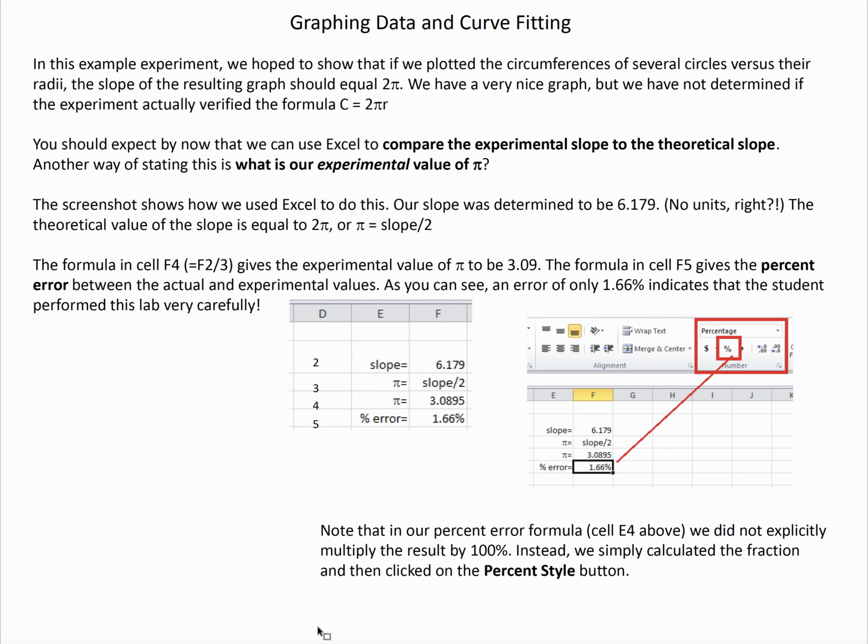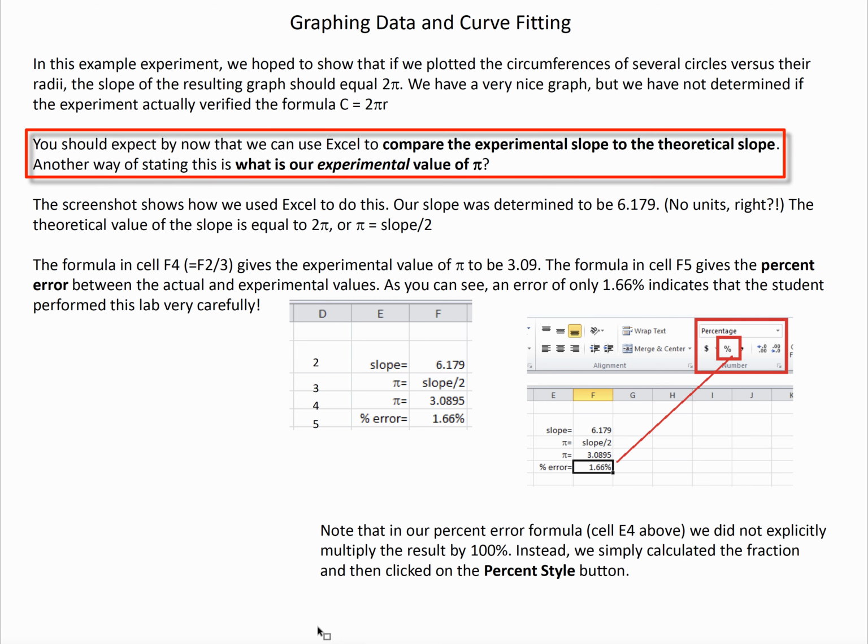So in this example, we hoped to show that if we plotted the circumferences of several circles versus their radii, the slope of the resulting graph should equal 2 pi. We have a very nice graph, but we've not determined if the experiment actually verified the formula: circumference is equal to 2 pi times the radius.